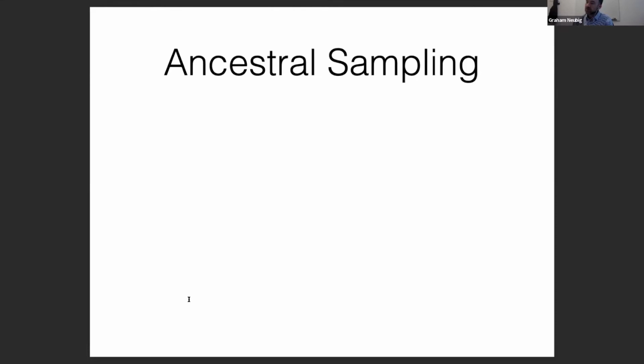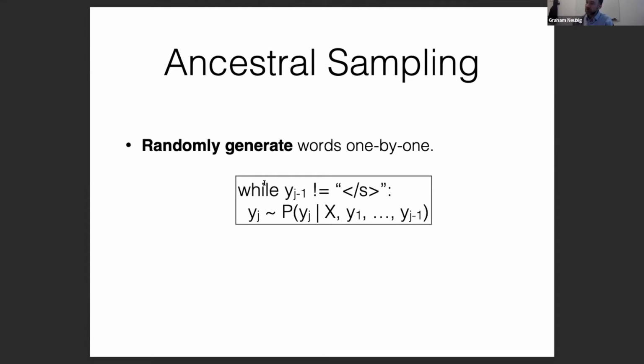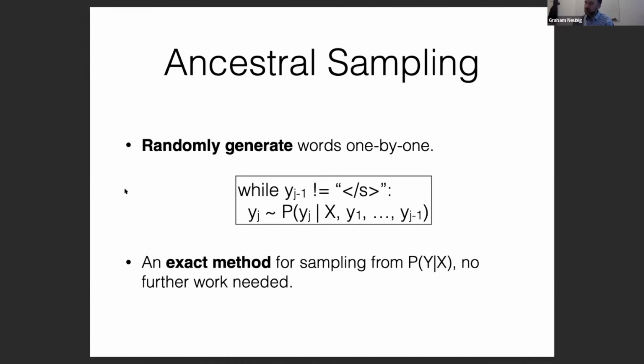So for sampling, the most common way to do this is called ancestral sampling, where we randomly generate words one by one. And the algorithm for doing so looks a little bit like this. So we have while y_{j-1} is not equal to the end of sentence symbol. So basically, while we have not yet finished our sentence, we calculate the probability of the next word given all of the previous words in the conditioning context, and we randomly sample a word from the next time step. And this is an exact method for sampling from P of y given x.